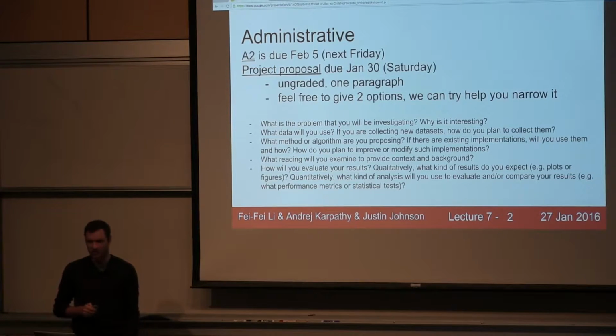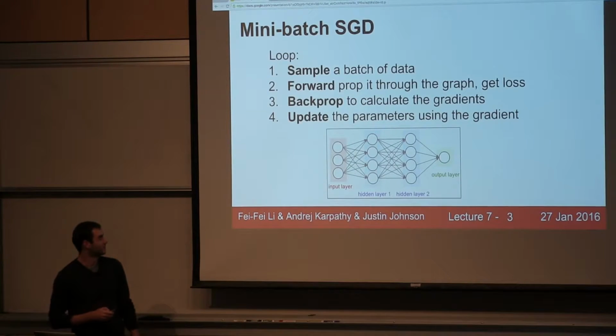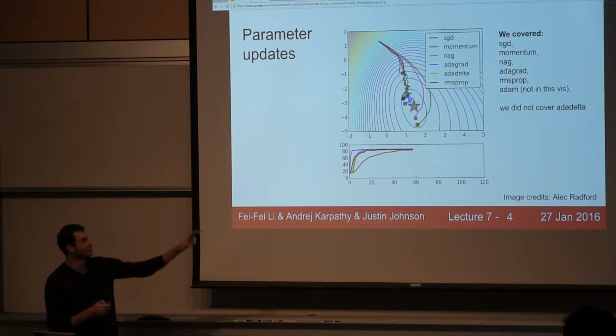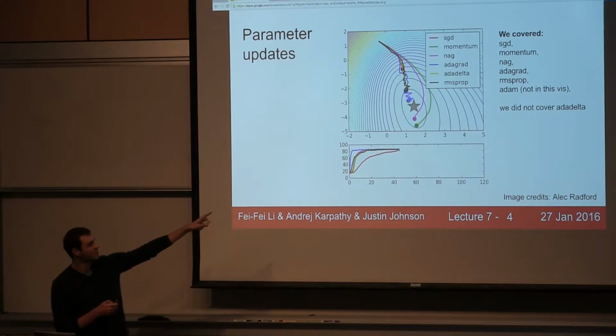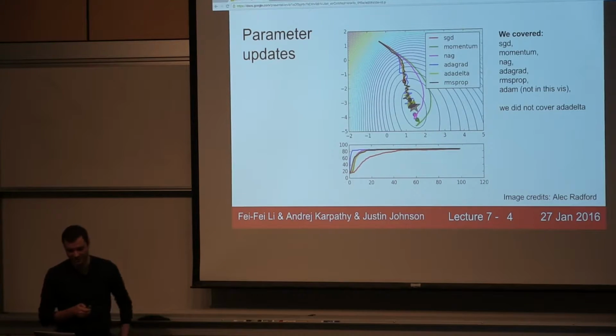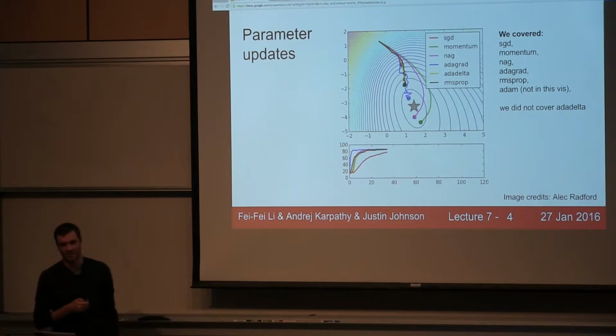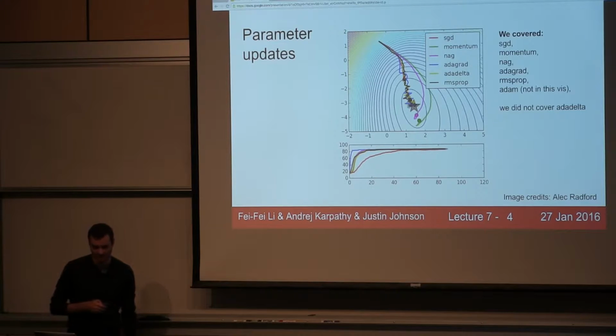Okay, so we are working with neural networks. We're training neural networks in a 4-step process. Last class, we talked about parameter updates. So we covered a whole bunch of parameter updates. We covered Adam, which is not on that image. And we did not cover Adadelta, which is on that image. But Adadelta is kind of analogous to the other parameter updates that I covered last time.